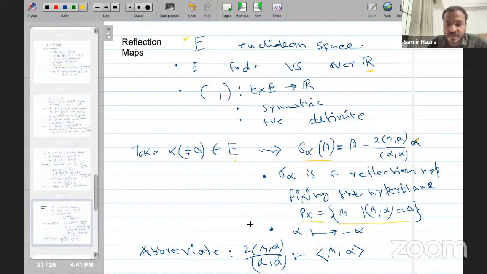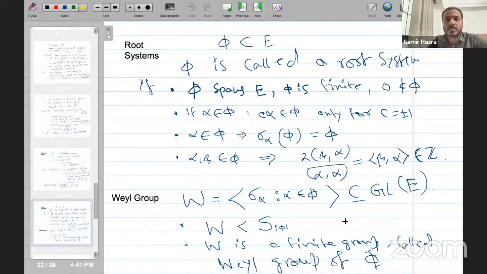We want to abbreviate this. So basically this term 2(beta, alpha)/(alpha, alpha) is used again and again. So we want to abbreviate 2(beta, alpha)/(alpha, alpha) to be just the angle bracket <beta, alpha>. So now root system. So basically if we have a subset of E, okay, so a finite subset.